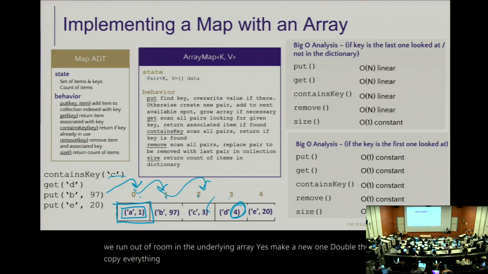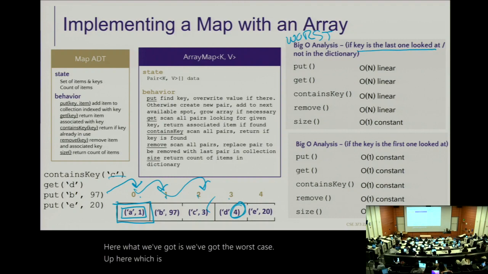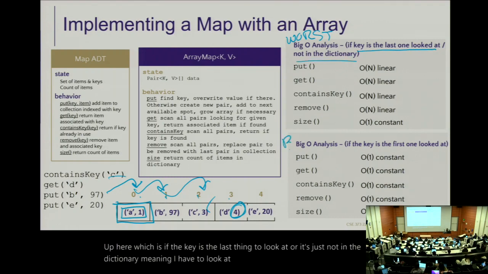Same situation. So if you look at the runtimes of this, here we've got the worst case up here, which is if the key is the last thing to look at, or it's just not in the dictionary, meaning I have to look at absolutely everything, or the best case, which is, hey, the thing I was looking for happened to be right at the beginning.